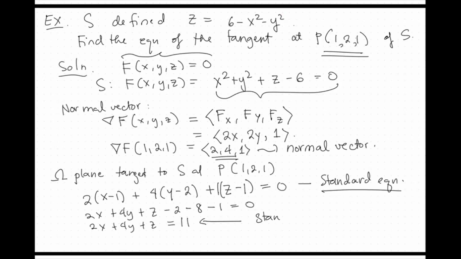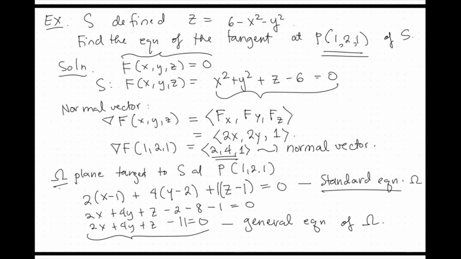Let me put it this way: 2x plus 4y plus z minus 11 is equal to 0. So here we get the general equation of our tangent plane omega. Of course, this omega is just the name of the plane.